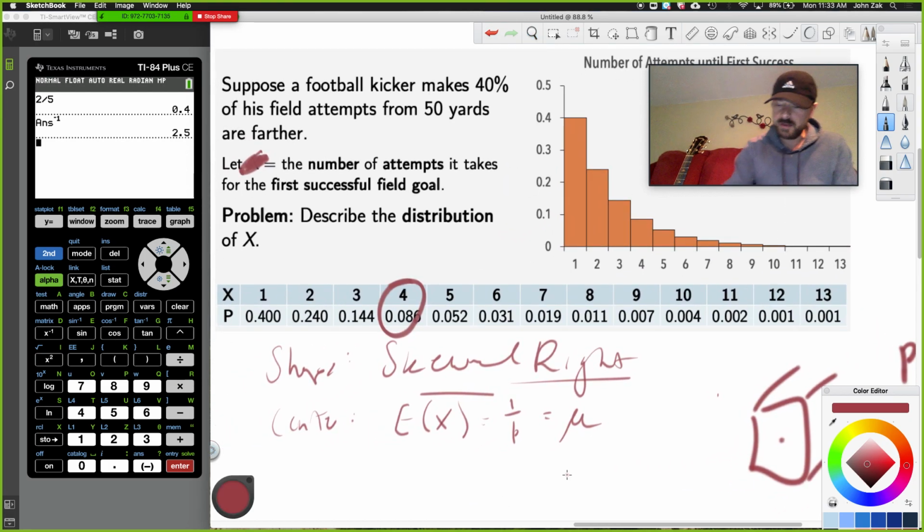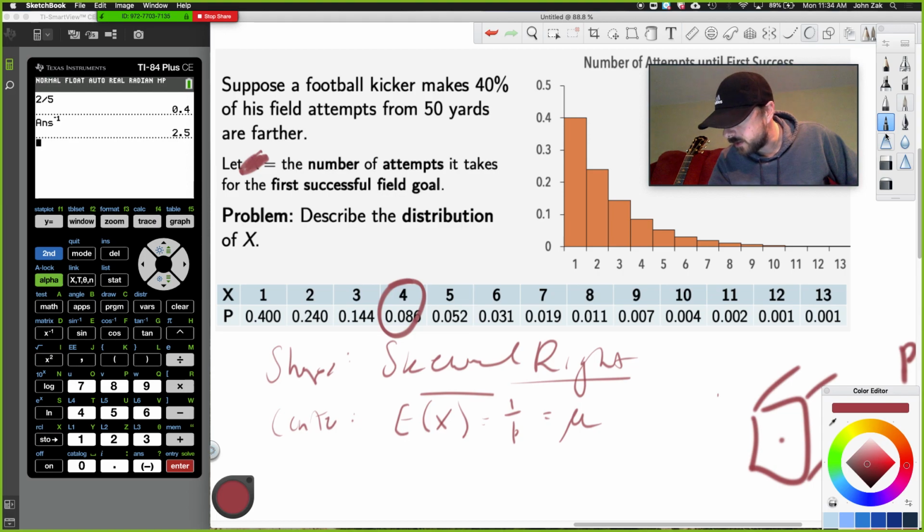Now, we could talk about the standard deviation of a geometric random variable, but you know what? It's not something that technically we need to know for AP Stat. But anyways, I could still help you guys out here a little bit. Here, let's see here.